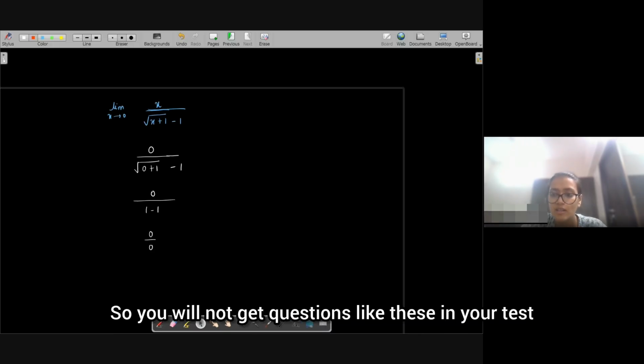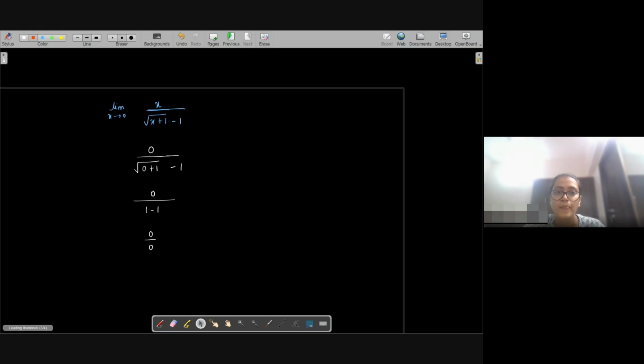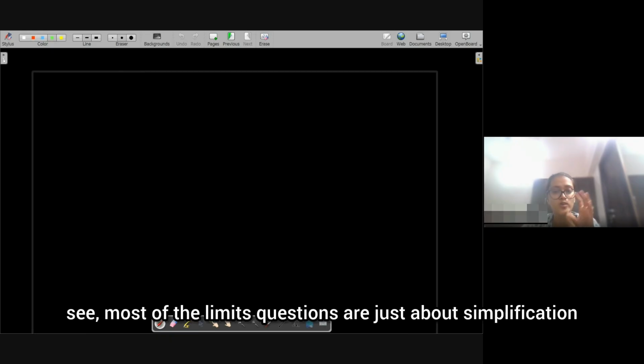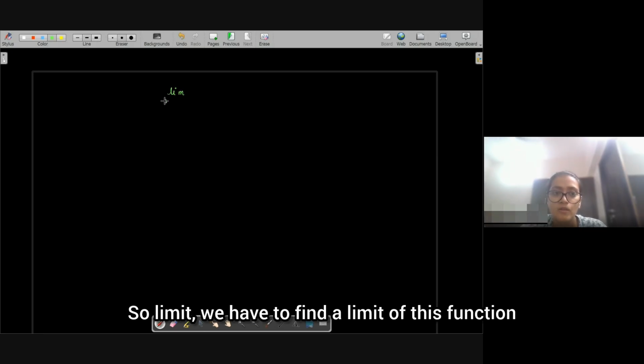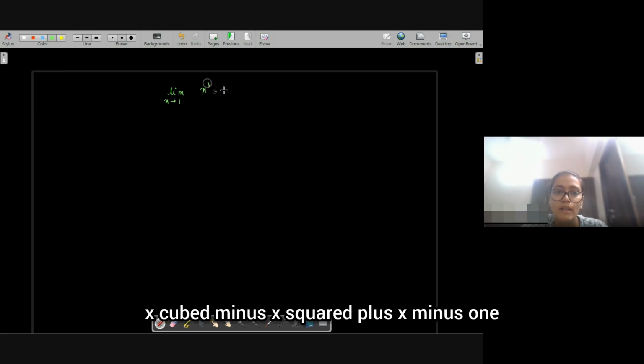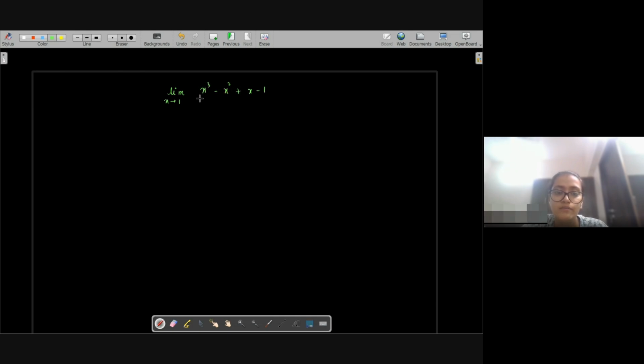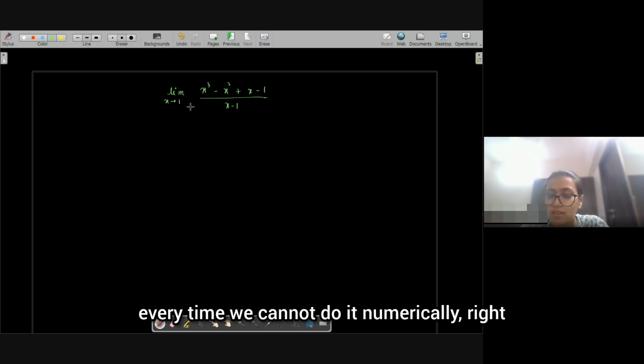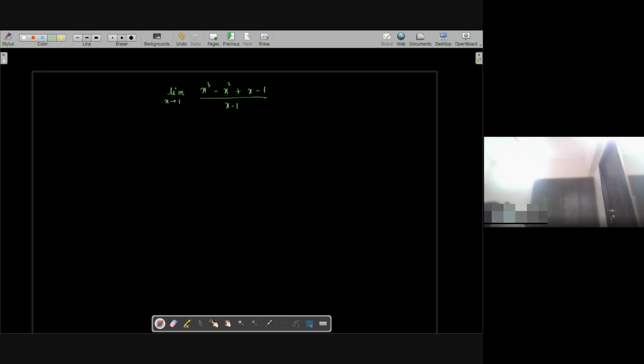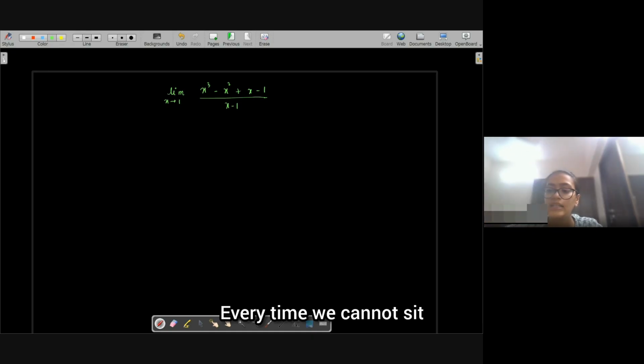You will not get questions like these in your test. Now we will come to the actual questions, in which most of the limit questions are just about simplification. We have to find the limit of this function, x cubed minus x squared plus x minus 1 all over x minus 1. Every time we cannot do it numerically, sitting and finding the limit manually. Sometimes algebra will help us.